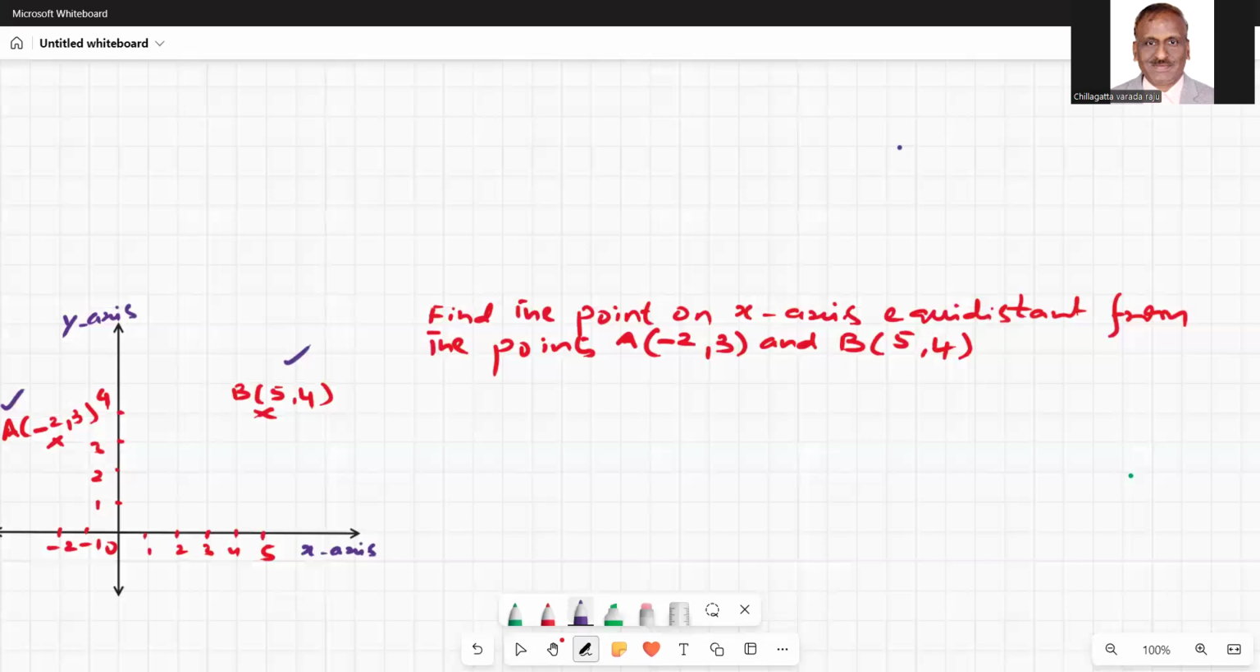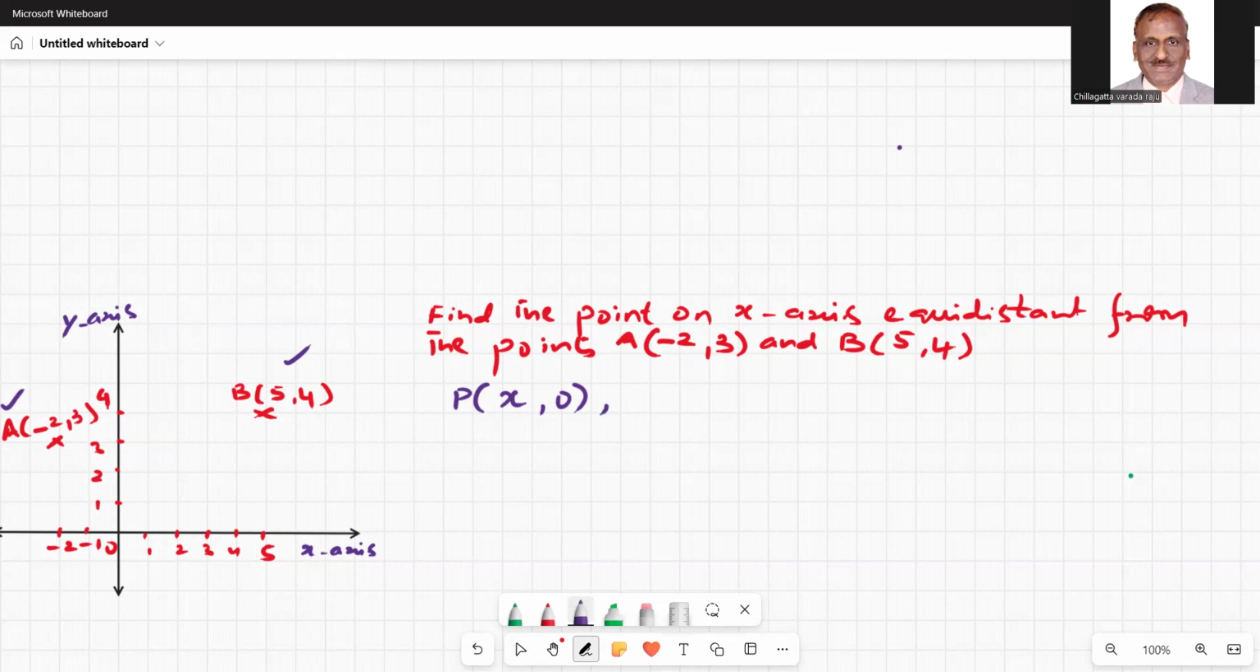Let that point P be on the x-axis; the x value will be there and the y value will be 0, no? Because on the x-axis, the coordinate value of y is 0. On the y-axis, the x coordinate is 0. Already you have learned this in class 9th. And if I plot it here, it becomes 1, 0, here it is 2, 0, 3, 0. On the x-axis, y will be 0.